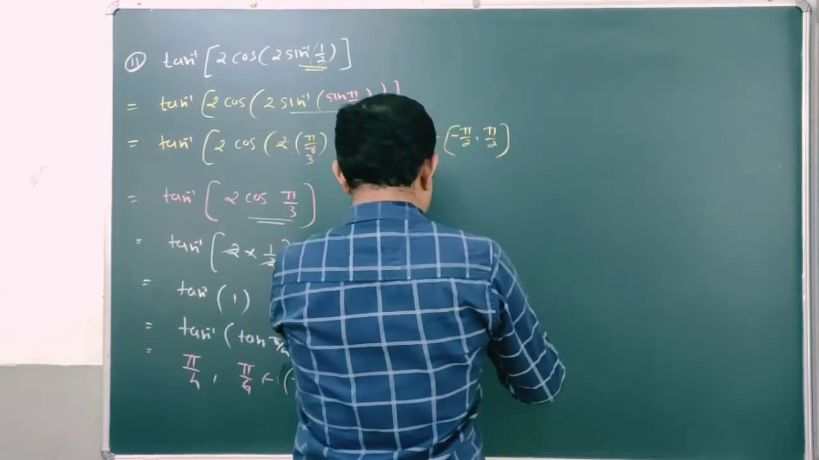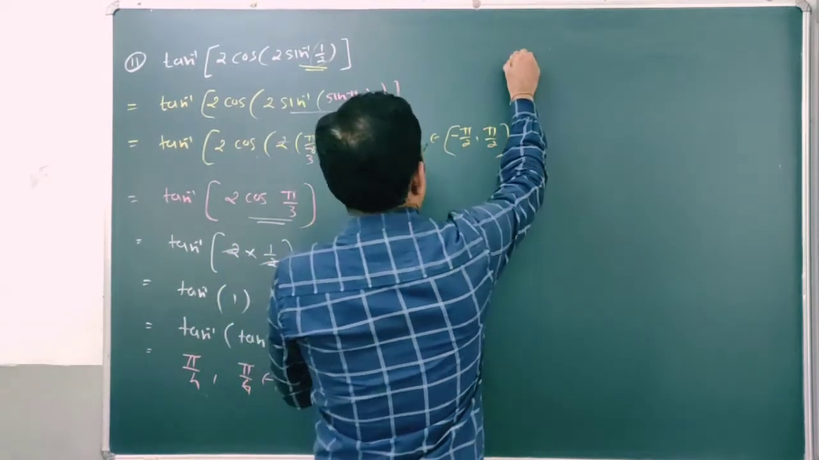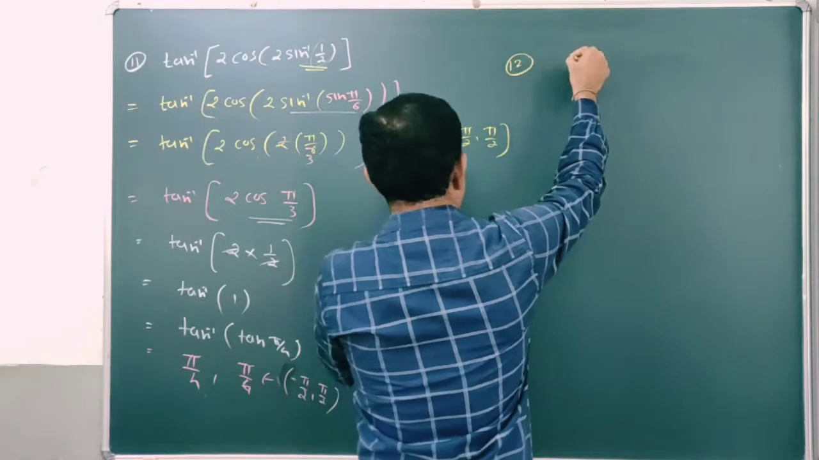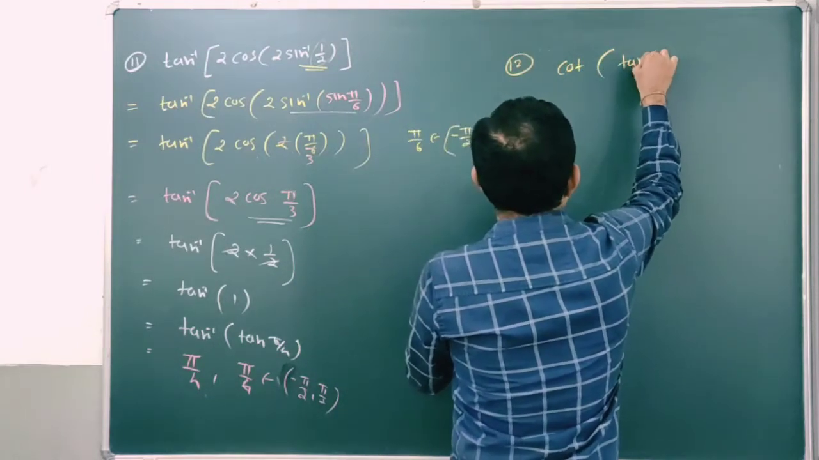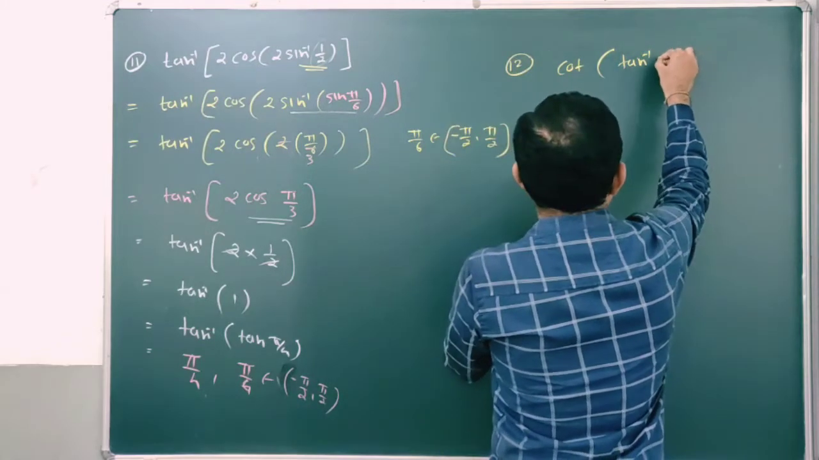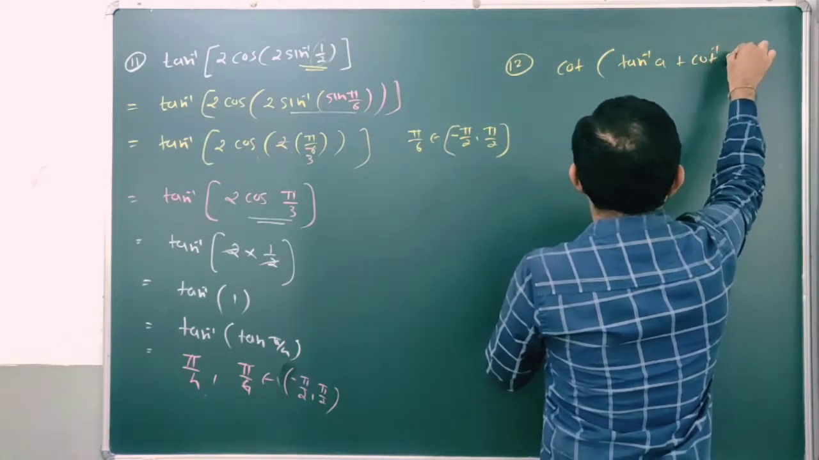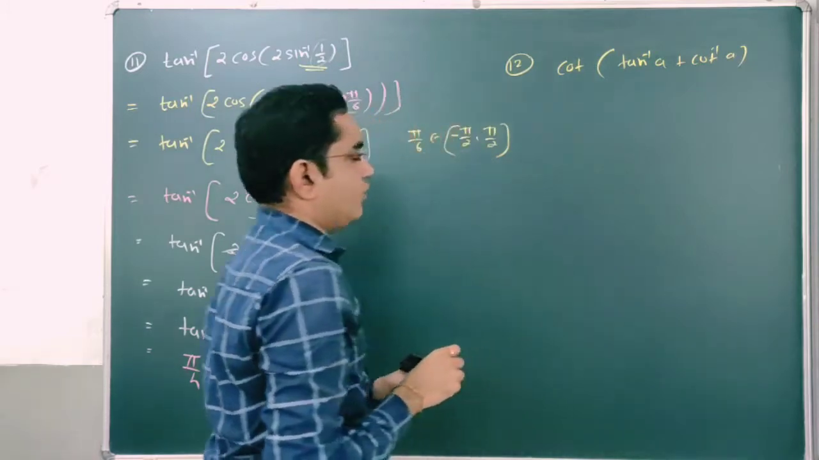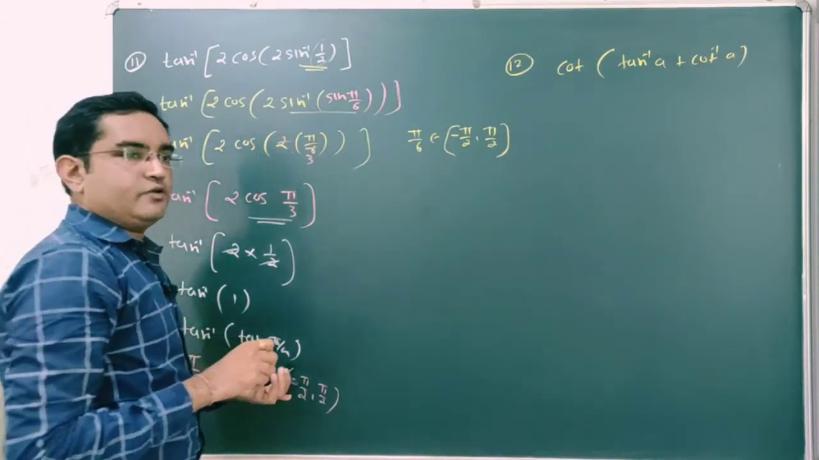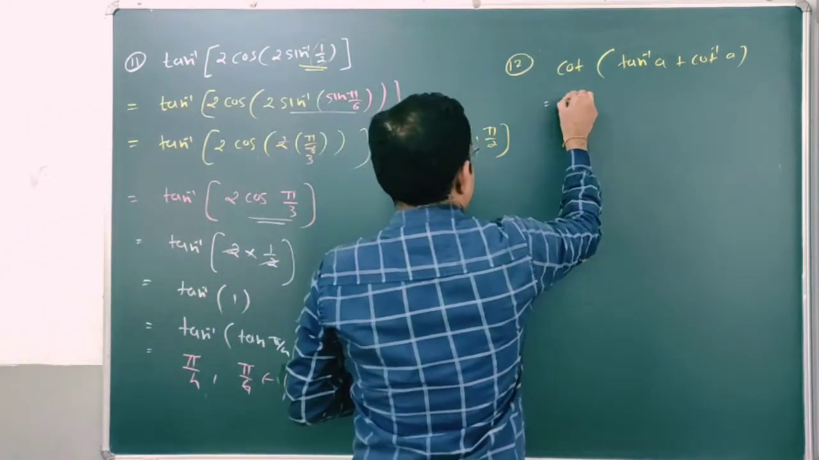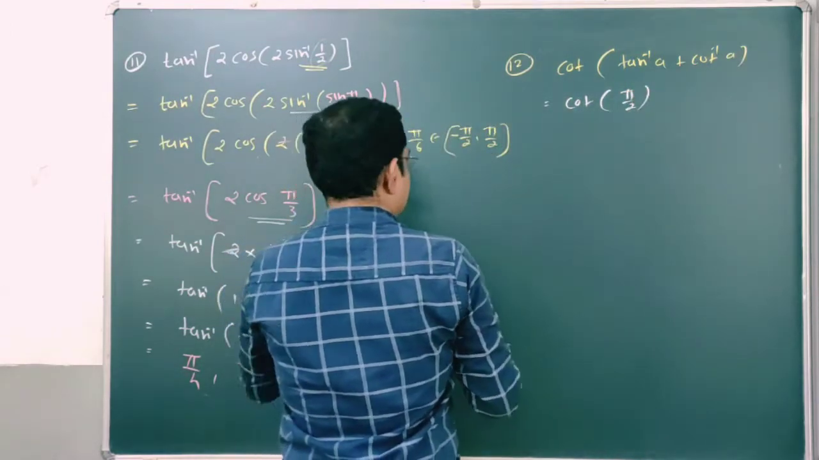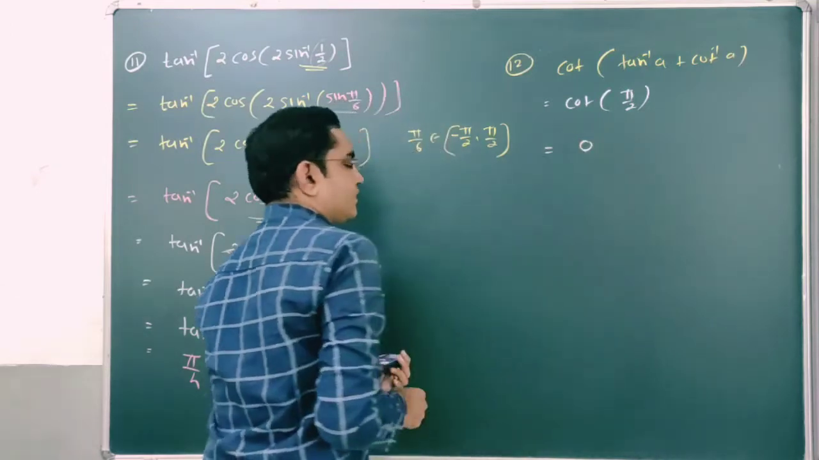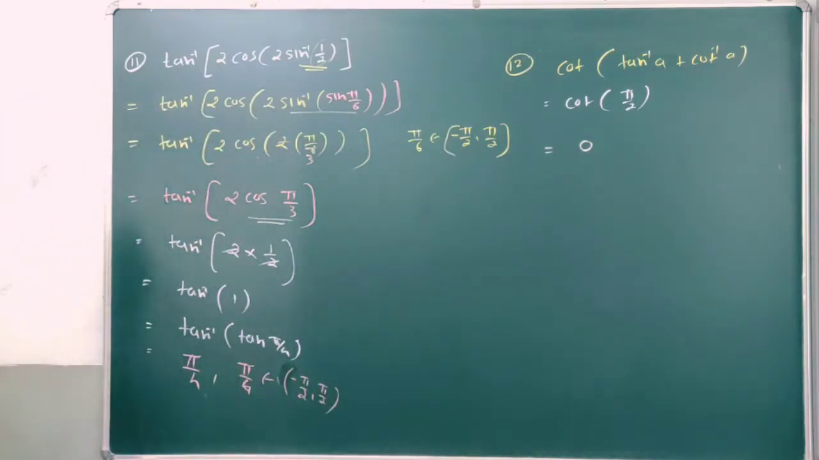Now the next one is question number 12. Here it is given cot of tan inverse A plus cot inverse A. So we know the property that tan inverse x plus cot inverse x is nothing but pi by 2. And what is the value of cot pi by 2? 0. So this is how we can solve question number 11 and 12.